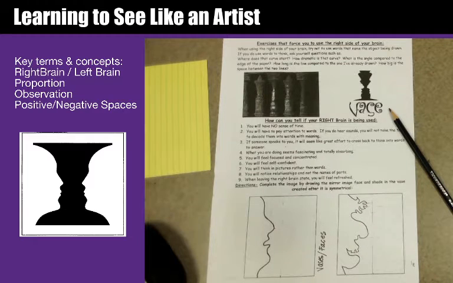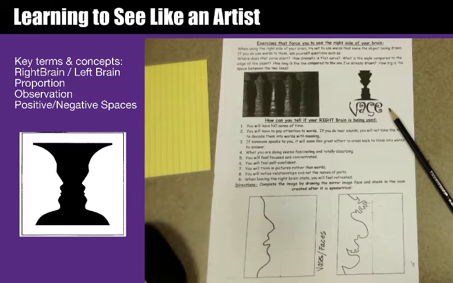This lesson is about learning to see like an artist. Yesterday we started an activity called blind contour drawing and continuous line contour drawing, and we're going to use some of the same exact concepts, except today we are focusing on this idea of proportion. So proportion is the relationships of shapes and spaces to each other.